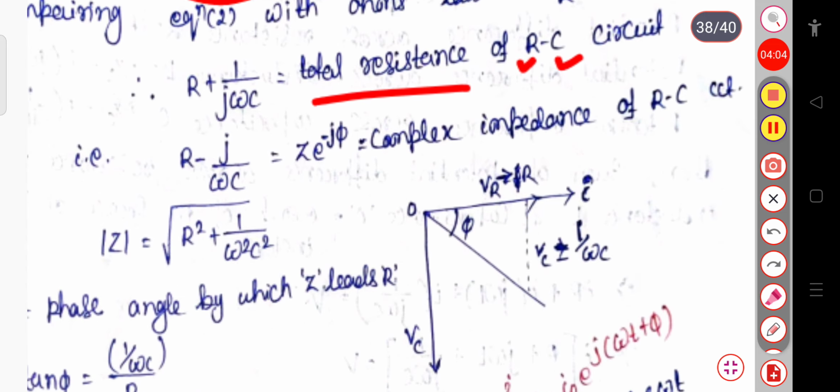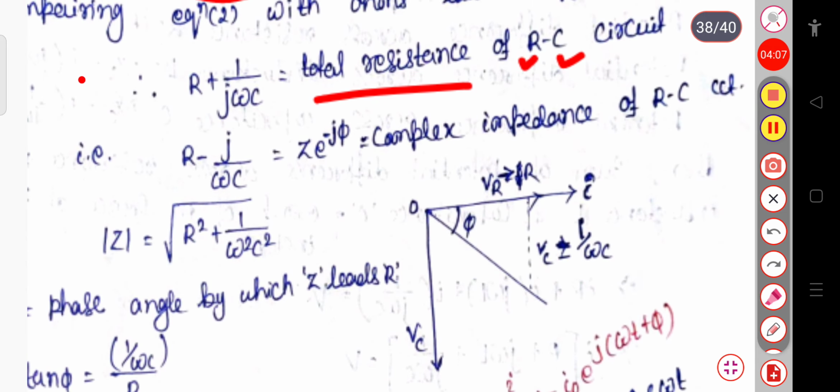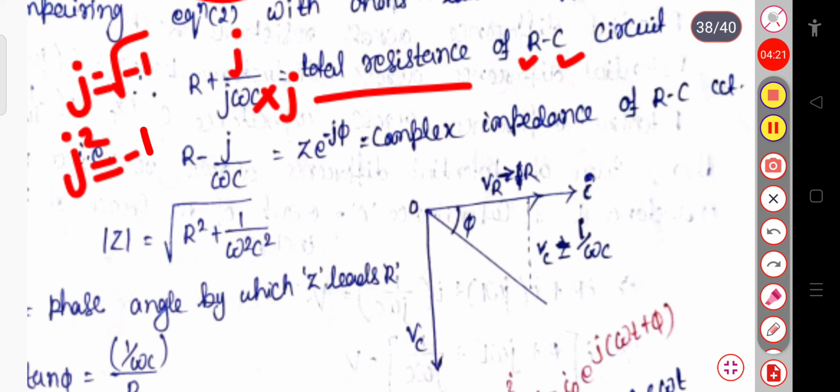Why? Because the value of j is root over -1. So I will multiply by j in the numerator and j in the denominator. This j into j becomes j square, and its value will be equal to -1. So we can write this as R minus j by omega c. And this represents Z exponential minus j phi, and that is the complex impedance of the RC circuit.